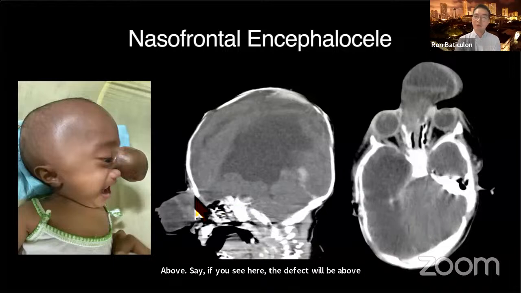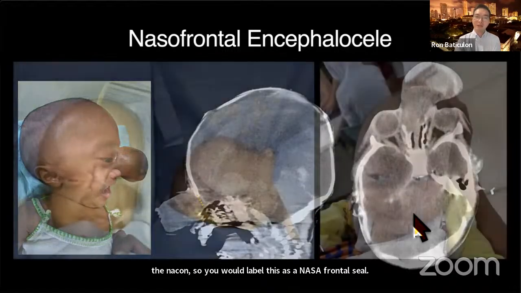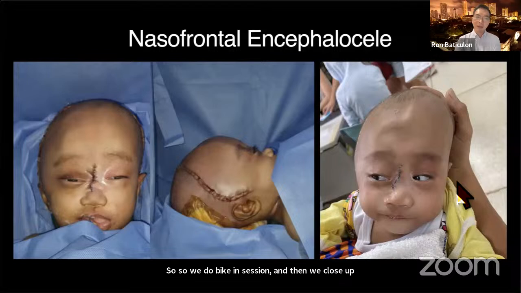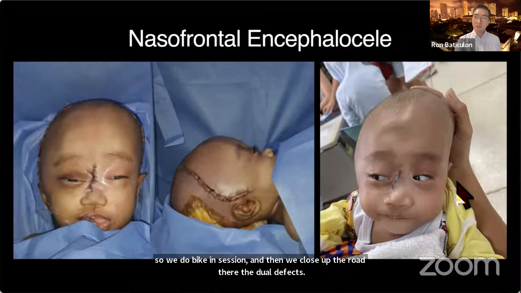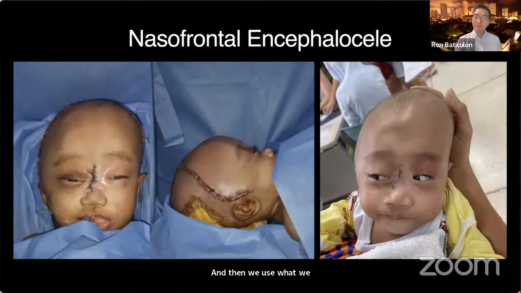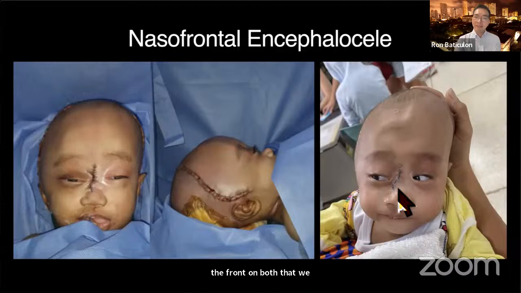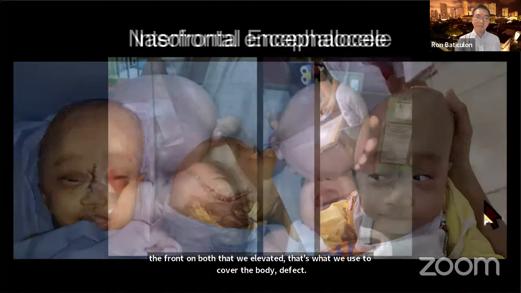So again, what are the goals here? Same thing. We do a bicoronal incision, and then we close up the dural tear, the dural defects. Then what we usually do, if we can split the frontal bone that we elevated, is use that to cover the bony defect. And then our plastic surgeon colleagues trim off all the excess skin.